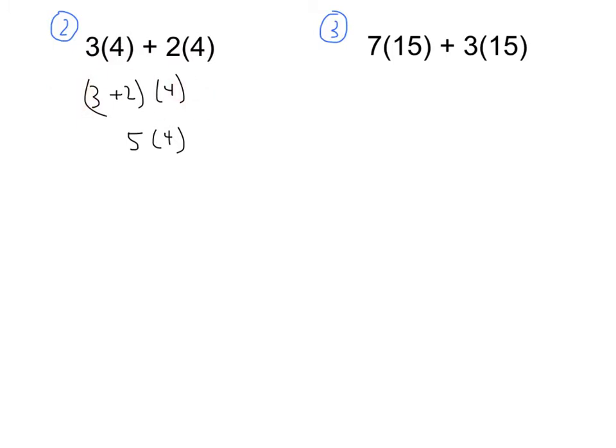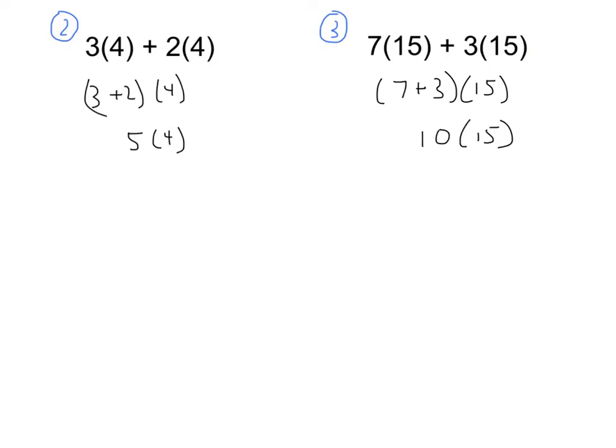Let's look at another one. All right, 7 times 15 plus 3 times 15. Again, you could multiply these out and then add it up, but that might be kind of annoying. It's going to be so much easier to think about it this way, right? 7 groups of 15 plus 3 groups of 15. So doesn't that mean that I have 7 plus 3 groups of 15, right? Or in other words, 10 groups of 15, right?